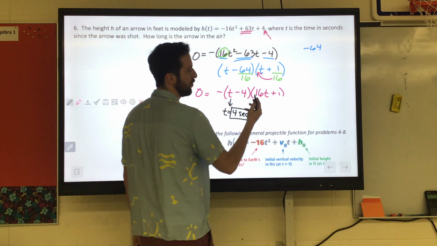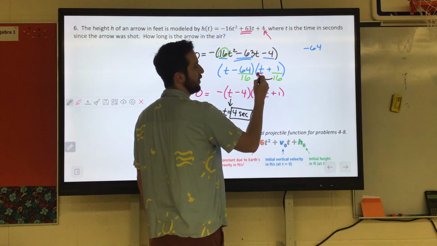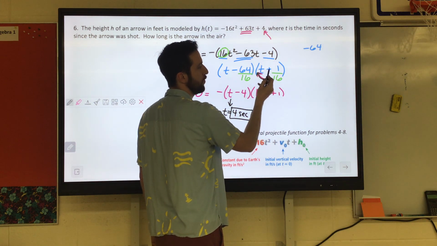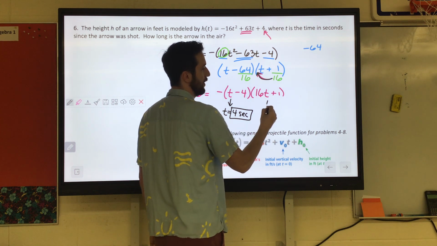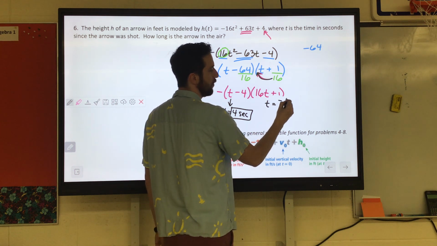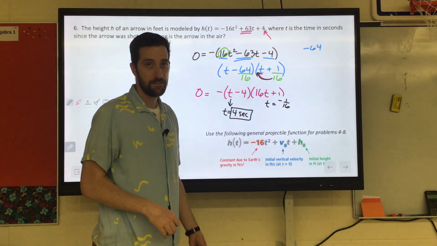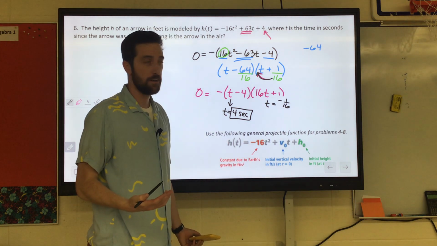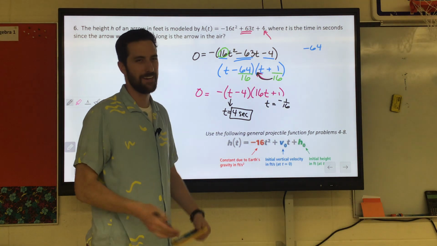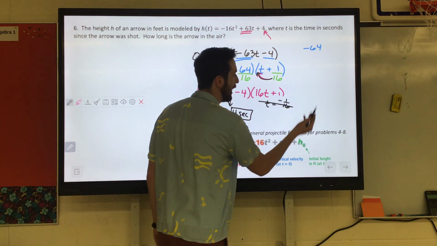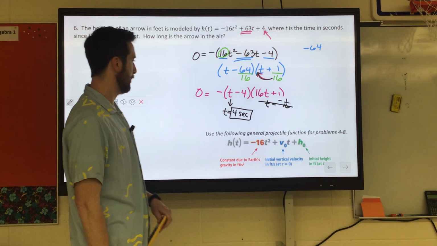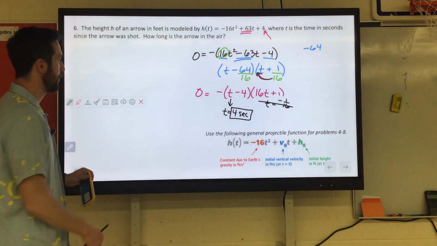Now this one, if you look before we moved the 16 to the front, we're looking for the solution. So it was plus 1/16. That means t would equal negative 1/16 if we solved that problem. Does that make sense? That the arrow was on the ground in negative 1/16 second? No, we're not talking negative time. Get out of here. It's 4 seconds. Wow.